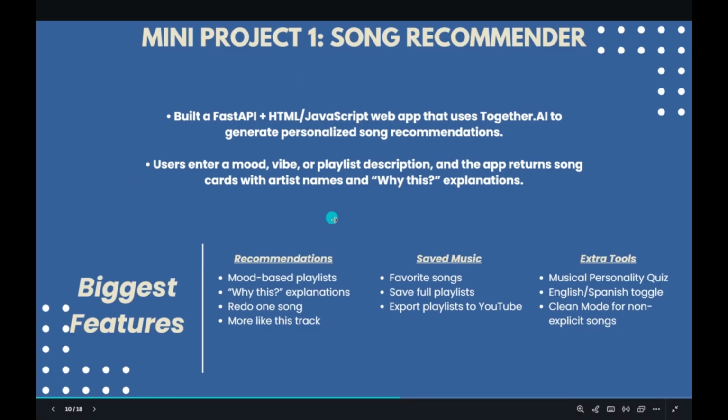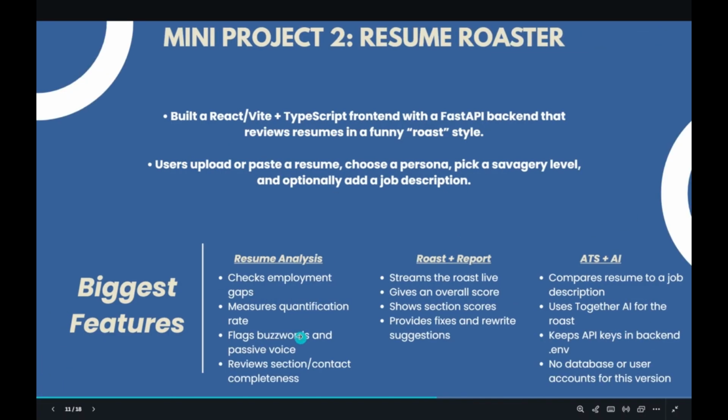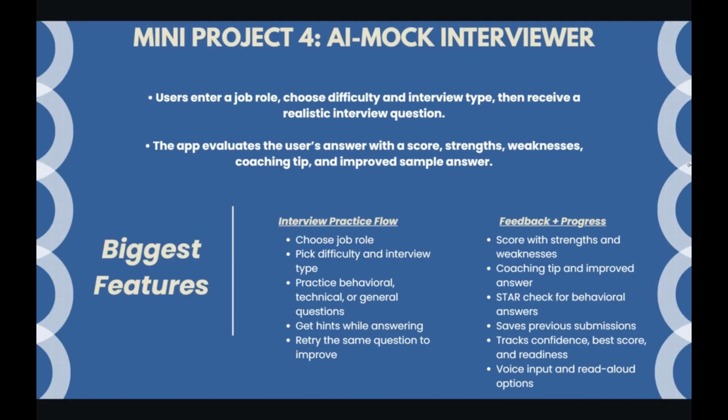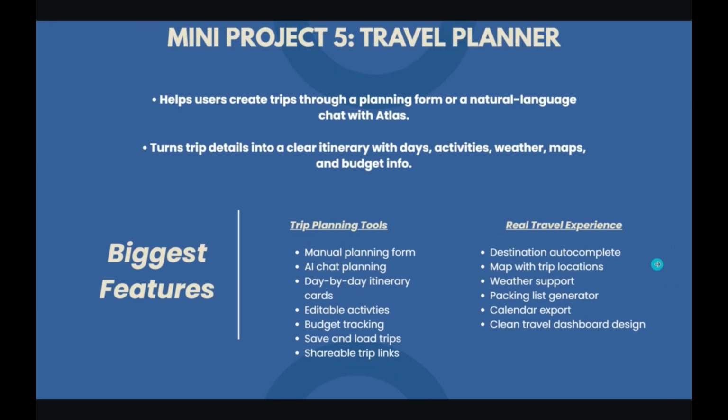For the song recommender, like the recommendations, you can save music onto YouTube, extra tools like the personality quiz. For the resume roaster, you can actually submit your resume in and how there's different personalities for the roast. A hobby idea generator, personalized suggestions, which consider weekly times and budgets. The AI mock interviewer, where you can not only type, but you can also speak into it. It's pretty cool. Feedback in progress. Lastly, the travel planner with a day-by-day itinerary, and you can edit the activities.